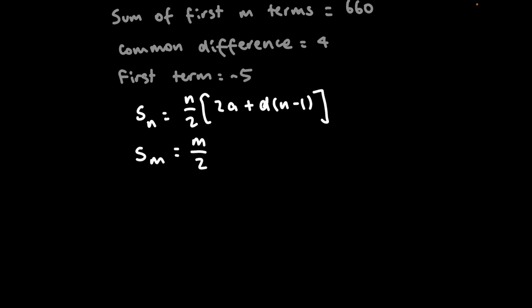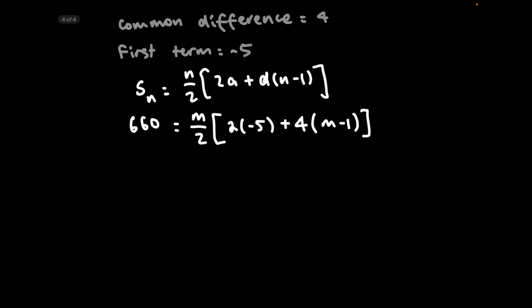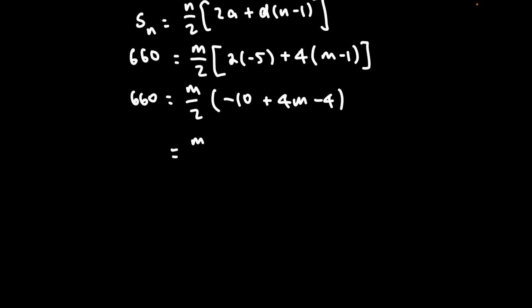Okay, so in this case, m on 2. We know the first term is negative 5, so 2 times negative 5, plus the common difference is 4. And in this case, we do m minus 1, because that's the amount of terms you want to work out. So we know the sum of the first m terms is simply equal to 660. Now if we evaluate this equation, we can say that 660 is equal to m on 2 times (minus 10 plus 4m take 4). So now working this out, we get m on 2 times (negative 14 plus 4m) is equal to 660.